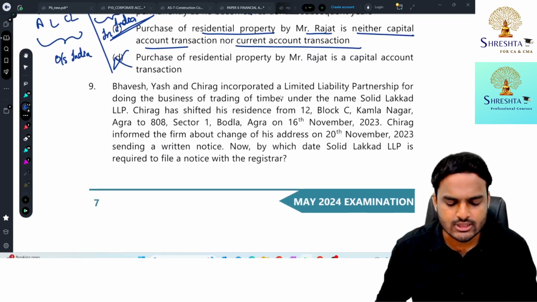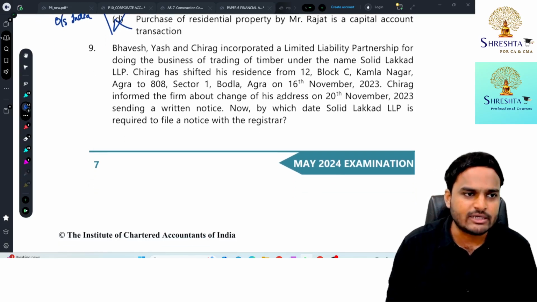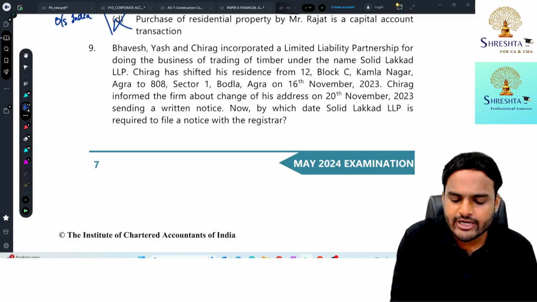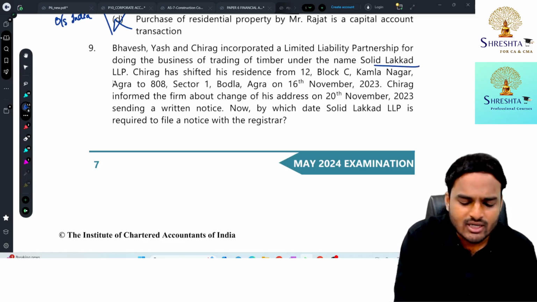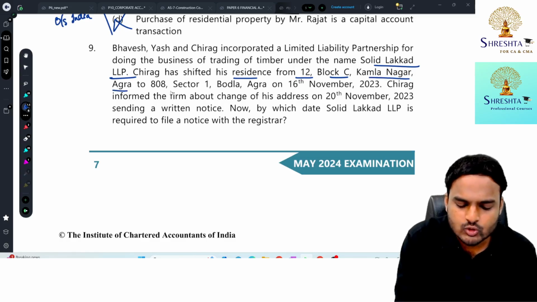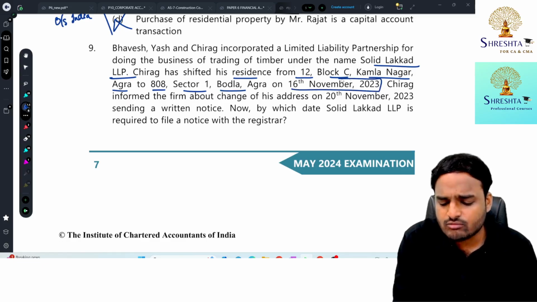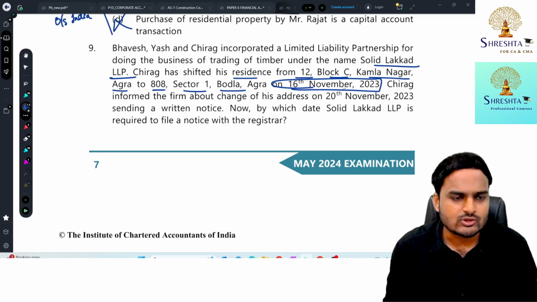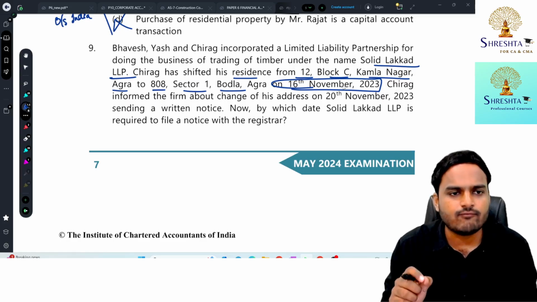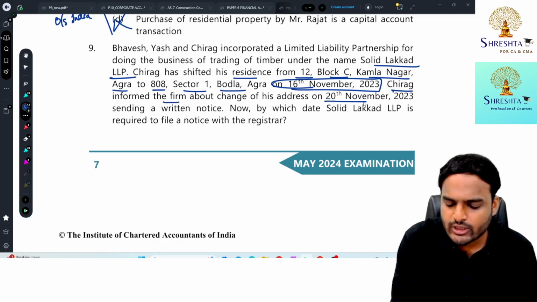Next, ninth question. Bhavesh, Yash and Chirag incorporated a limited liability partnership for doing the business of trading of timber under the name Solid Lacquered LLP. Chirag has shifted his residence from 12 Block C, Kamla Nagar, Agra to 808 Sector 1, Bodla, Agra on 16th November 2023. So there is a change in residential address of one of the partner. Chirag informed the firm about change of his address on 20th November 2023, sending a written notice.